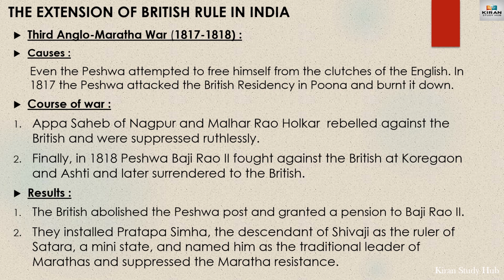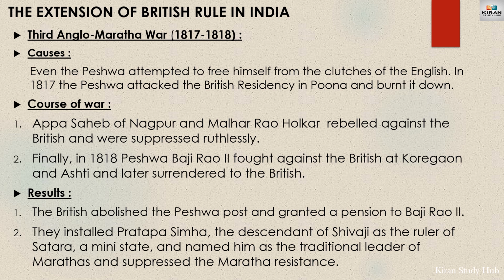Now let us study the course of the war. Appa Sahib of Nagpur and Malhar Rao Holkar rebelled against the British, but both were defeated. Finally, in 1818, Peshwa Bajirao II fought against the British at Koregaon and Ashti, but the Peshwa was defeated. Finally, the British won the war.